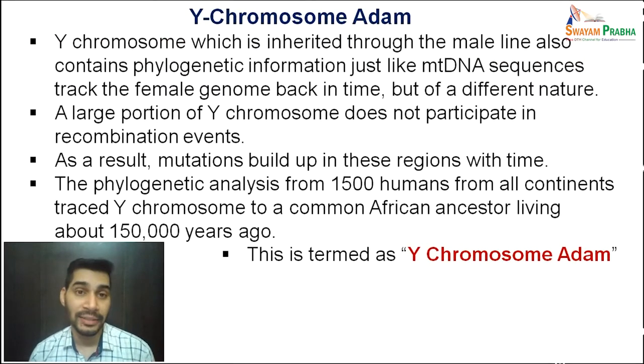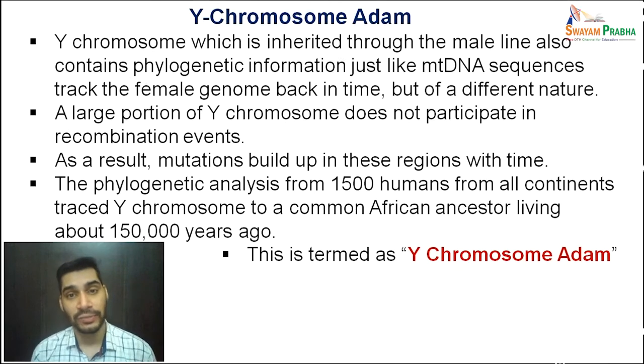Now, there is another thing called Y chromosome Adam. The Y chromosome, which is inherited through the male line, also contains phylogenetic information, just like the mitochondrial DNA sequence tracked the female genome back in time. But it is of a slightly different nature. A large portion of the Y chromosome does not participate in recombination events. And thus, as a result, mutations build up in these regions with time.